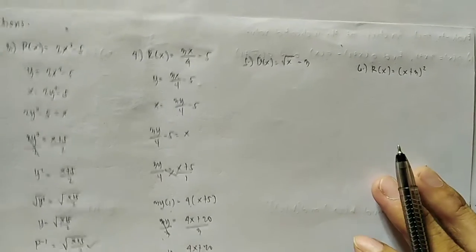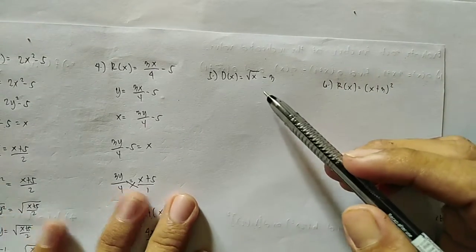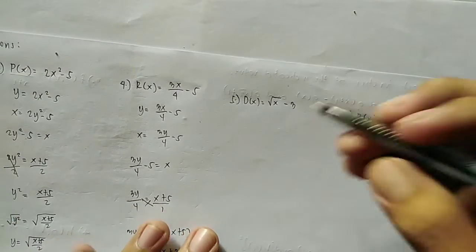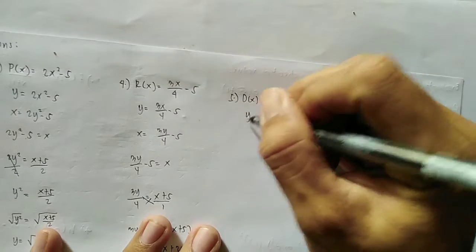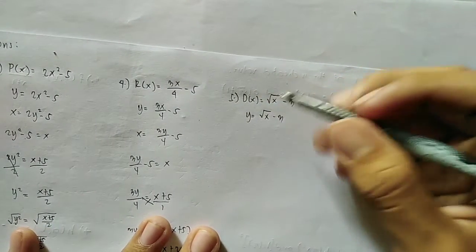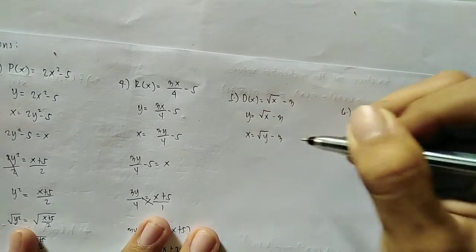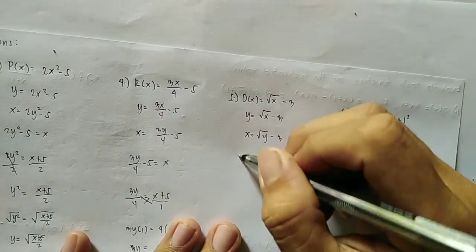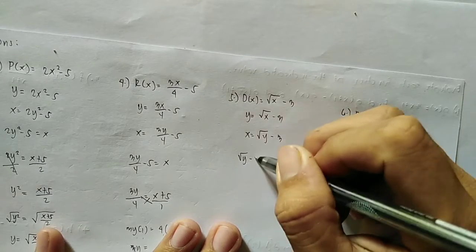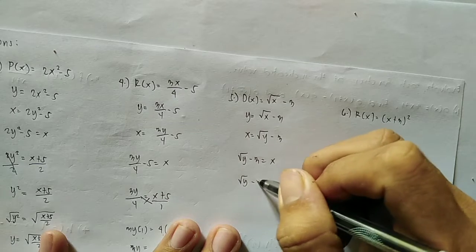So let us proceed to example number 5. We have the function defined by d of x is equal to the square root of x minus 3. So what we are going to do again is change the function notation into y, and then interchange the variables x and y, so it will become x equals the square root of y minus 3. And then afterwards, express the resulting expression in terms of y.